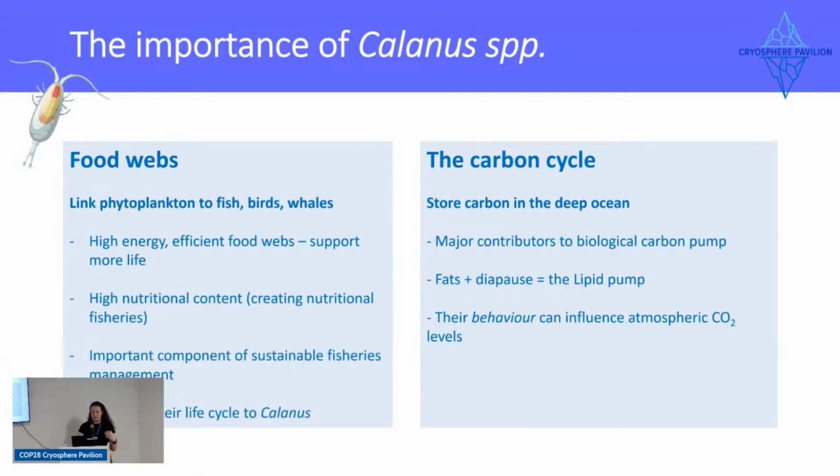So calanus is really important for linking phytoplankton to the rest of the food web. It creates really high energy efficient food webs that are able to support more life. And it has a really high nutritional content as well, which is important for fisheries and fisheries management.